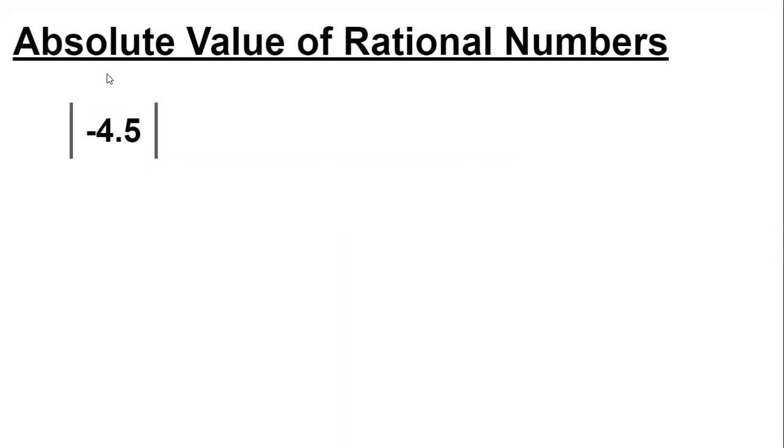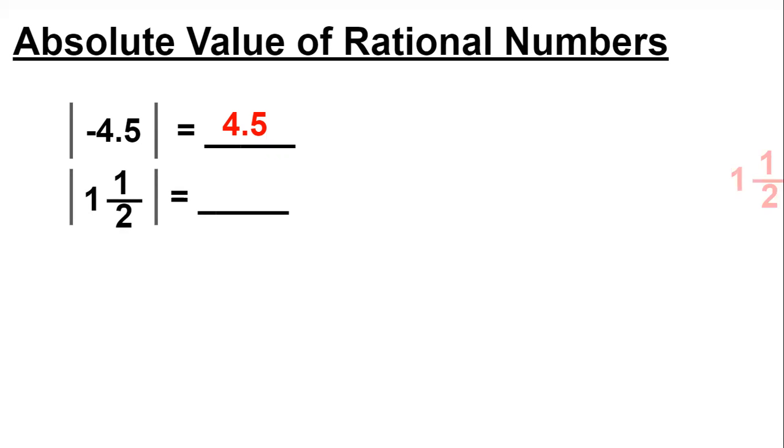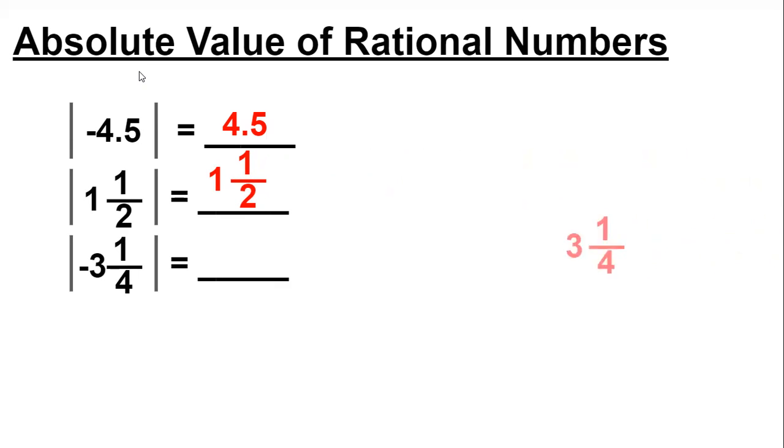Okay, now let's just take it like this. What's the absolute value of negative 4.5? Do you know? Did you say positive 4.5? Then you are correct. Very good. What's the absolute value of 1 1/2? Did you say positive 1 1/2? Then you are correct. What's the absolute value of negative 3 1/4? How many units is negative 3 1/4 from 0? Did you say positive 3 1/4 units? Then you are correct.